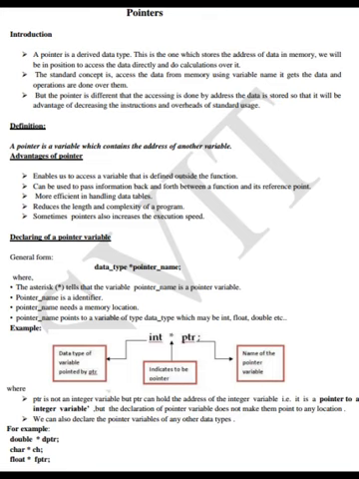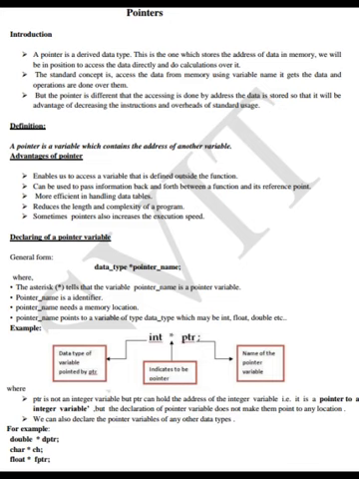The standard concept is to access the data from memory using a variable name. It gets the data and operations are done over them. But the pointer is different, in that the accessing is done by address where the data is stored, so it has the advantage of decreasing the instructions and overheads of standard usage. Now let us see the definition.